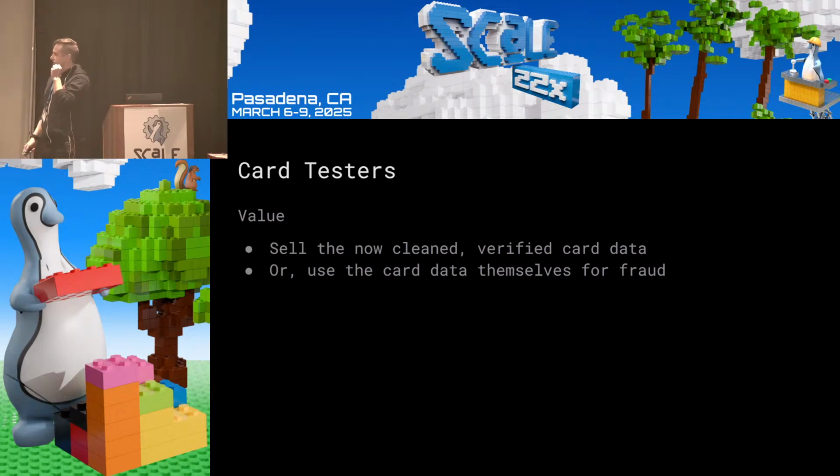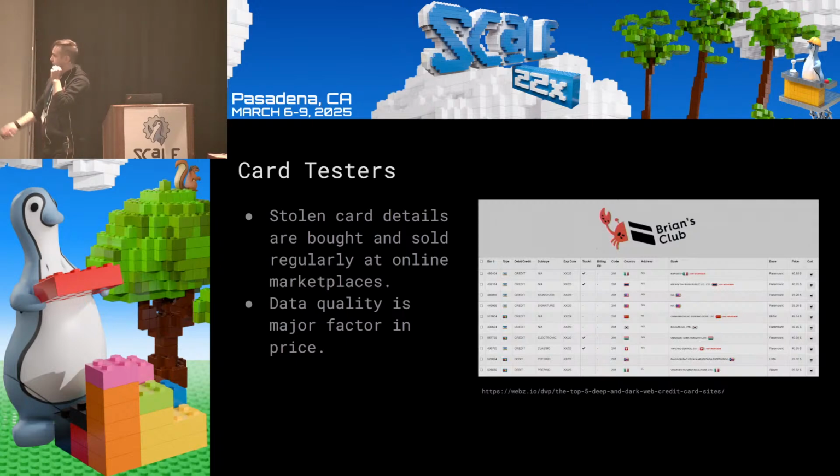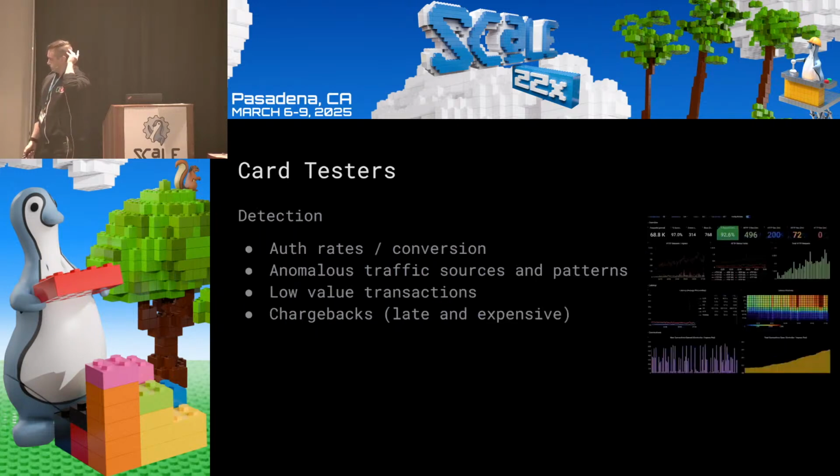Like I said, they can sell the data or they can use it themselves. There are these online marketplaces on the dark web. But data quality is a major factor in price, so there's this market for cleaning card data. Again, this is very high volume by nature. So hopefully you've monitored your baseline metrics here. They should be going a little wonky. There are slow drip attacks that might be harder to detect, but generally these are high volume attacks, so you should see some anomalous patterns.